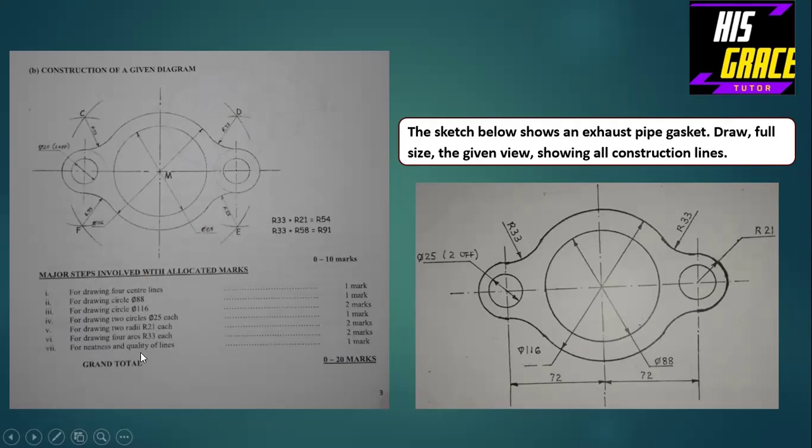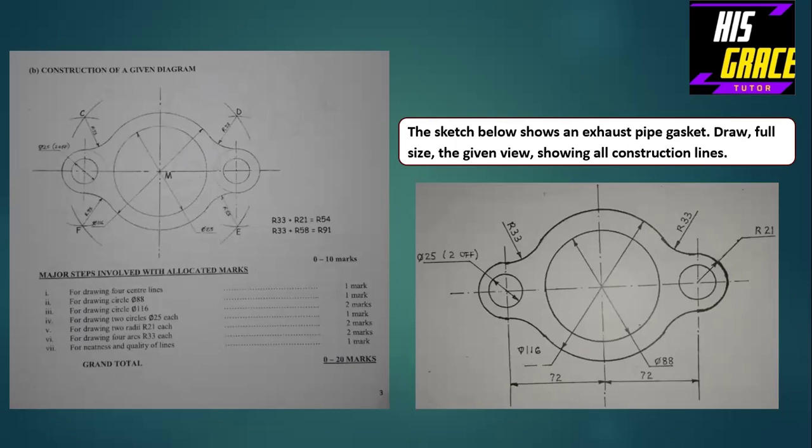And then for neatness and quality of lines, 1 mark is awarded to that. Okay, so this carries 10 marks. So plus they put 20 here. So that is plus the question A that we have talked about.